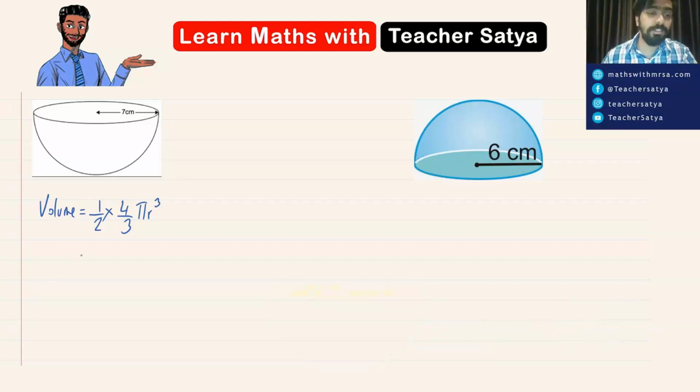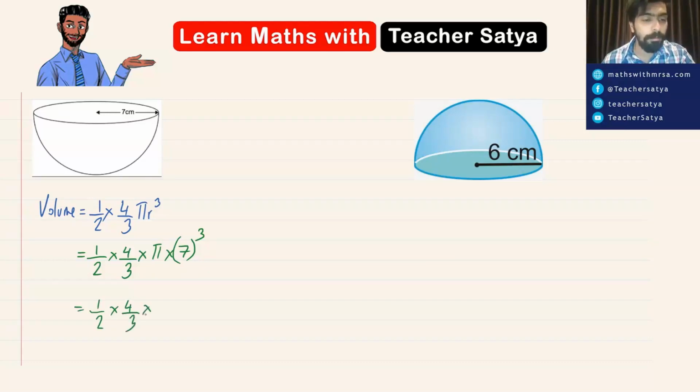Alright, so in this question we have the radius as 7 centimeter, right guys? So it'll pretty much be 1/2 multiplied by 4/3 multiplied by pi multiplied by 7 to the power of 3. Right guys, 7 to the power of 3. Now what we would have here is 1/2 multiplied by 4/3 multiplied by, now if we take the value of pi as 22/7, now we can simplify with 7, right?